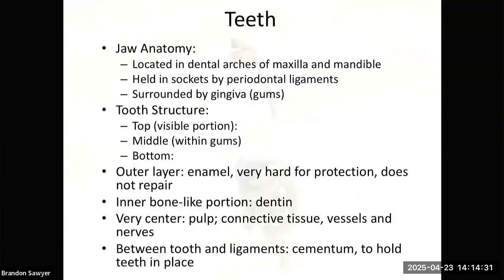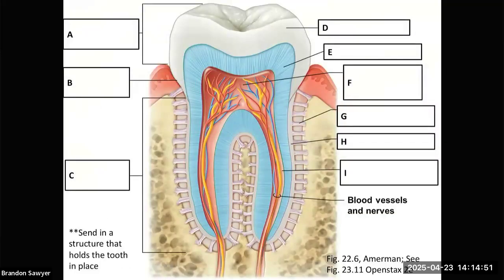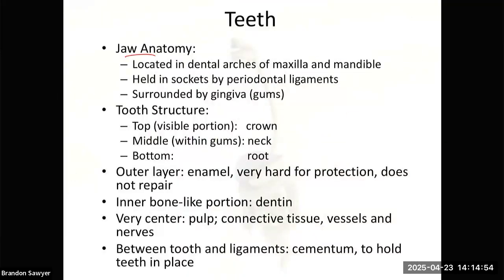All right. And then obviously a key feature of our mouth is our teeth. This kind of has the anatomy here. You guys have looked at the jaw anatomy back last semester. The tooth itself, the top visible part is called the crown. The part in the middle, kind of within the gums, is called the neck. And then the very bottom part is called the root. That root is the part that's embedded in the bone of the jaw. The tooth itself has a tough, hard, smooth outer layer called enamel. You're all familiar with your enamel. The inner bone-like portion is called dentin.